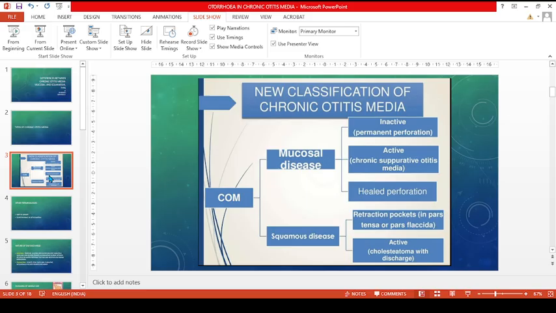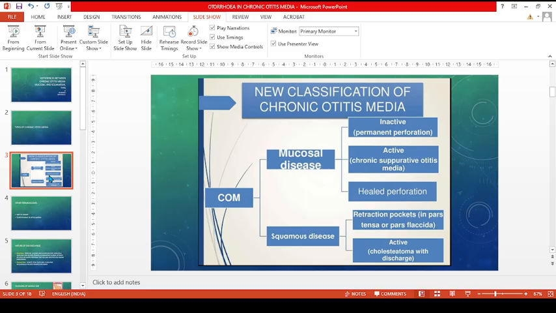Inactive mucosal disease is characterized by a dry permanent perforation. Active mucosal disease is characterized by active discharge, either mucoid or mucopurulent, along with evidence of congestion of the remnant tympanic membrane, congestion and edema of the middle ear mucosa, which may even turn polypoidal.